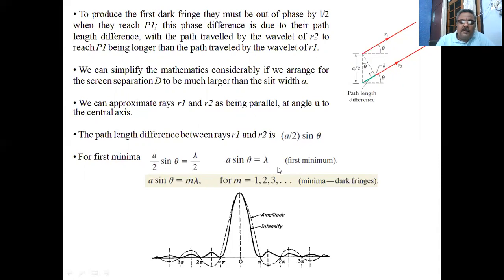So for the mth minimum, we can generalize this expression as a sine theta is equal to m lambda, where m can have values 1, 2, 3 and so on. So this is the pattern. This is the central maxima. There are other minima.